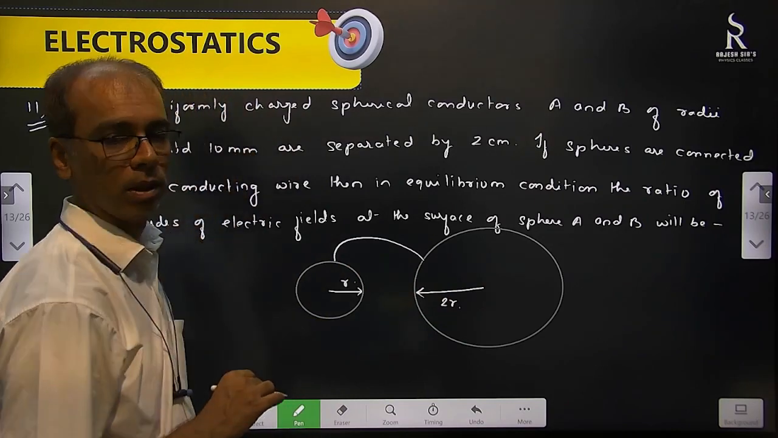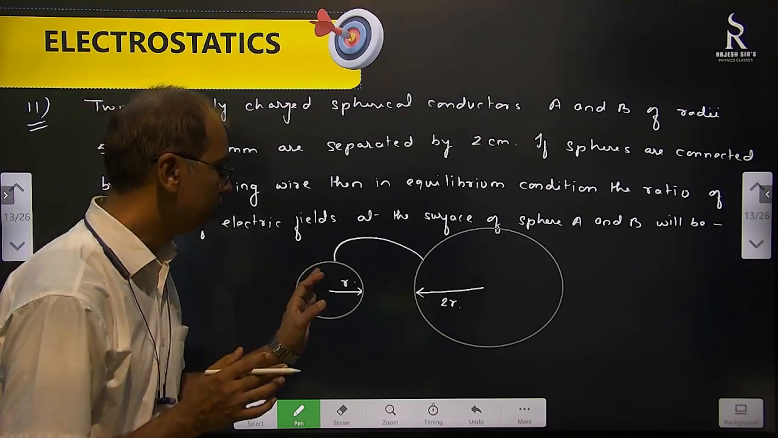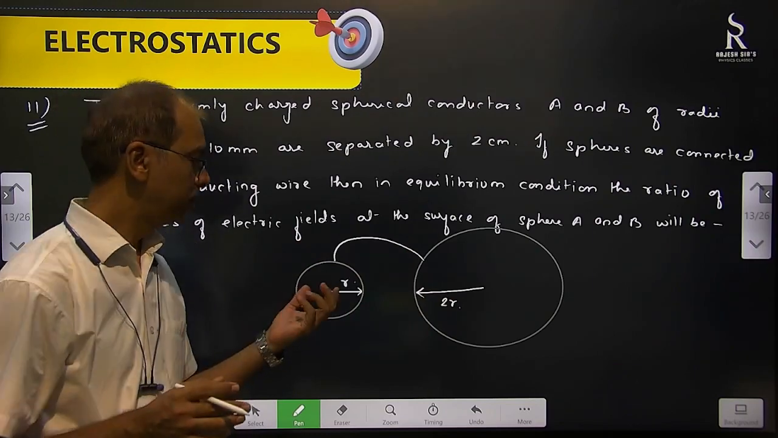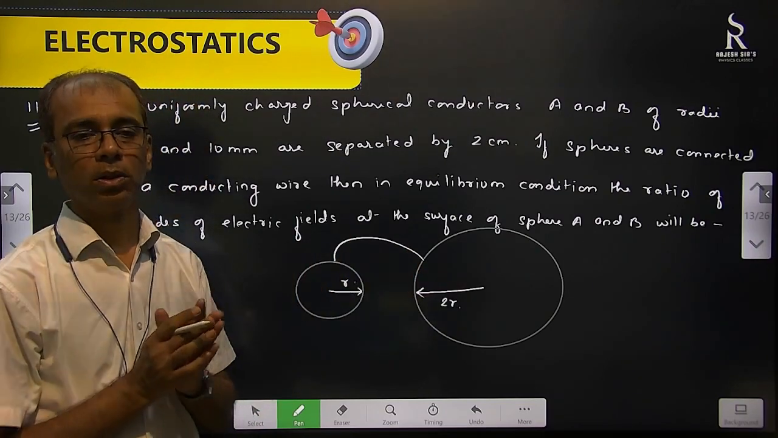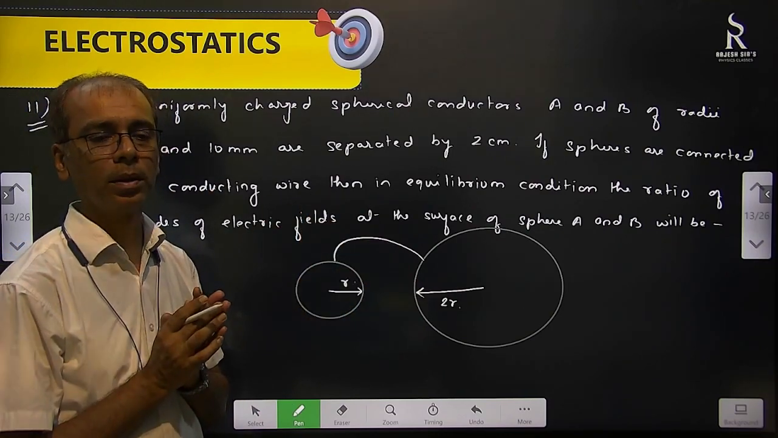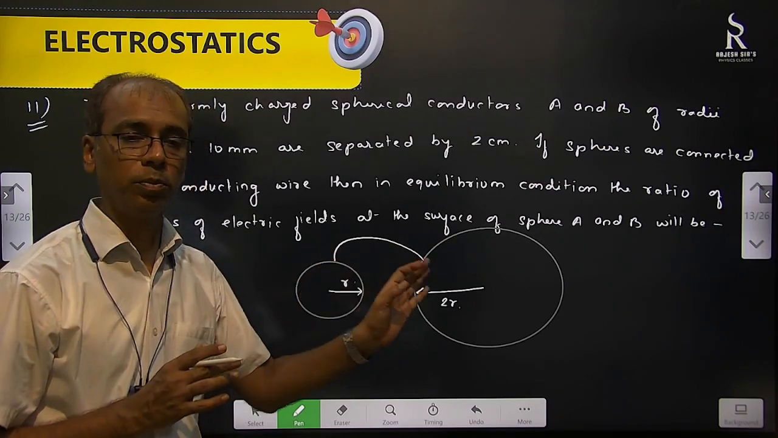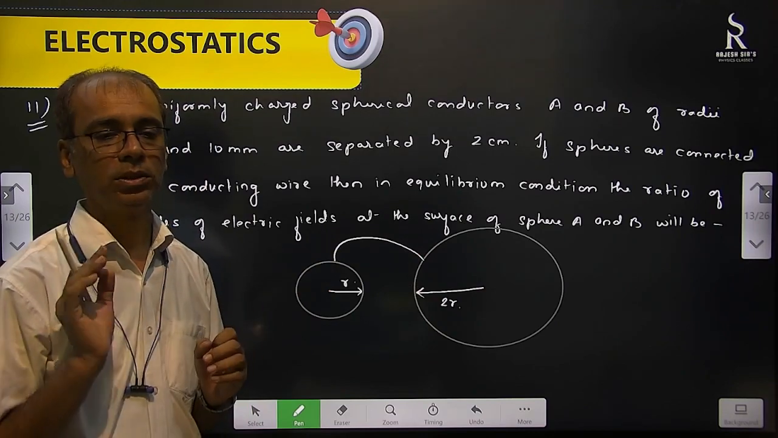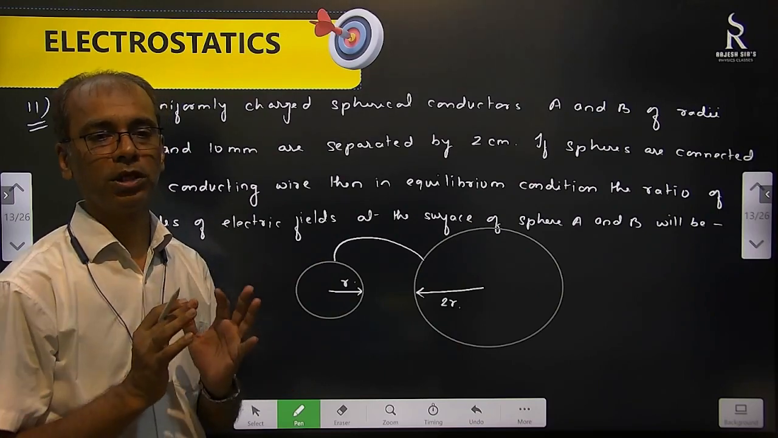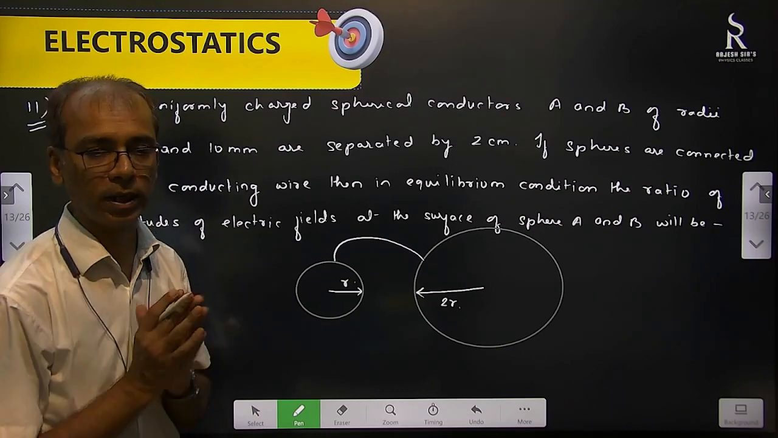What will happen now if you connect them? Remember that this is also charged, this is also charged. Both will have some potential. Charge always flows from higher potential to lower potential, and it will continue to flow till their potentials are the same. Charge always flows from one body to another till their potential difference is zero. You already know, we have discussed that.